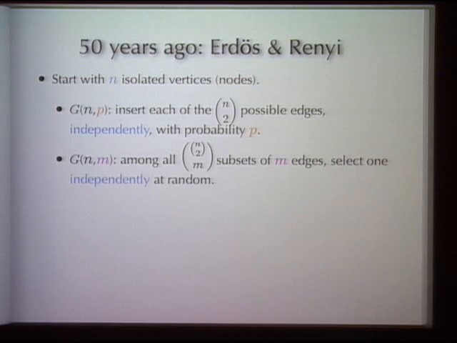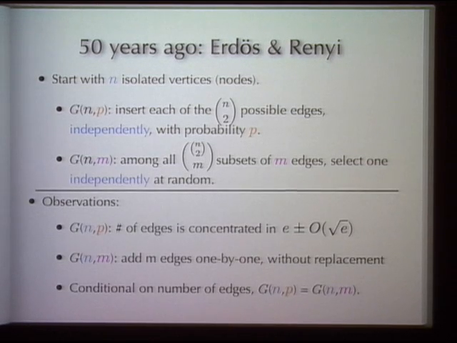In the other one, we fix some number of edges m that we would like our network to have, and among all subsets of m edges, we simply pick one uniformly at random. Should be saying uniformly down there, so the second independently.